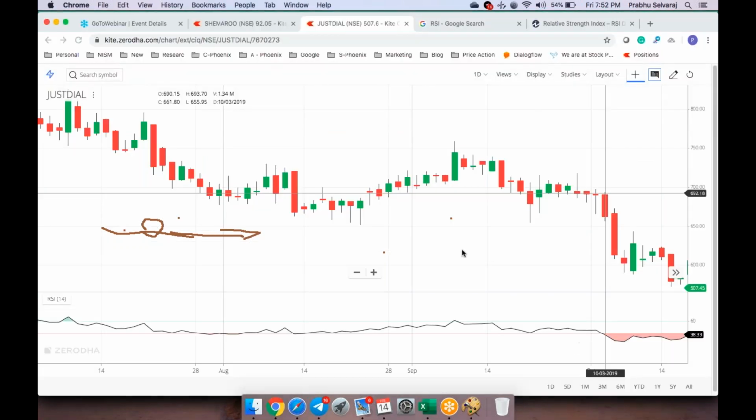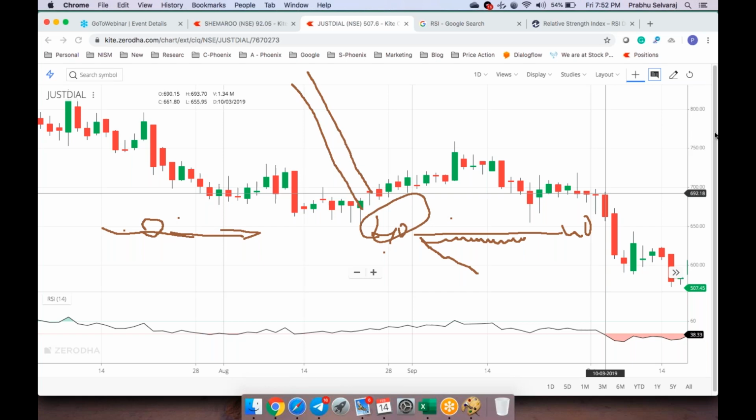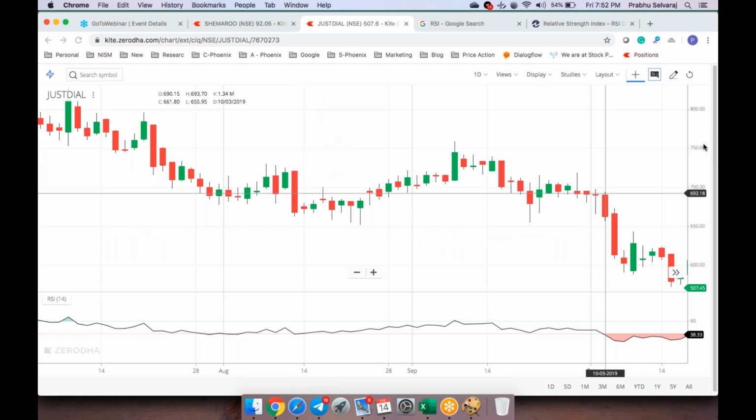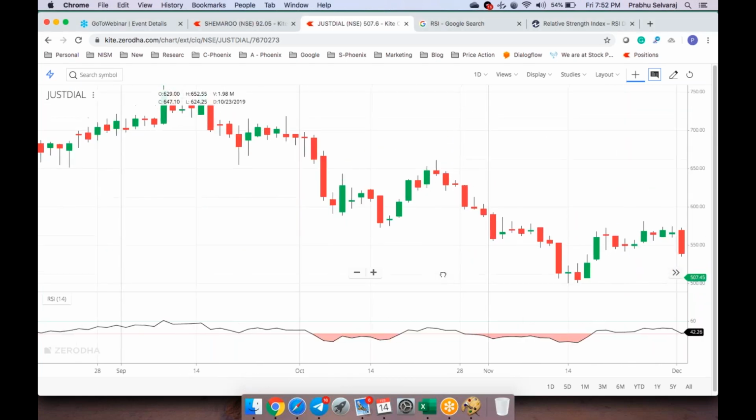No matter what, if it breaks 40 and stays here, 40, 39, 39, the stock will still be crashing. The RSI may go like this, the stock may also crash like this. But the simple logic is, as long as the RSI is below 40, the stock will be in a non-stop crashing mode. Okay, now see the same thing happened over here.